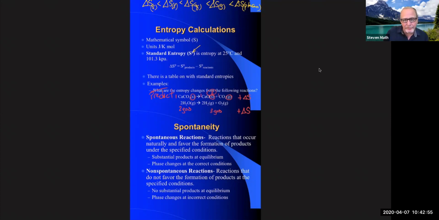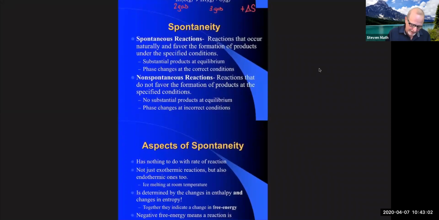Now that's entropy. We need that as one of our players for spontaneity. Spontaneity is delta G. So spontaneous reactions occur naturally by themselves. They will favor the formation from reactants towards products under certain conditions. Okay? Non-spontaneous are reactions that do not favor the formation of products. They're not favored. They're not going to work. They're going to be lousy reactions.